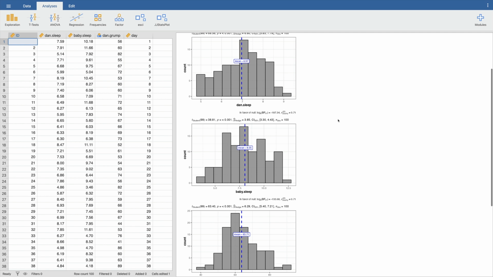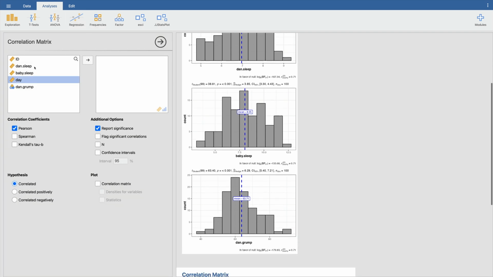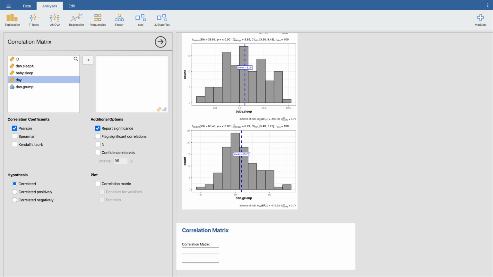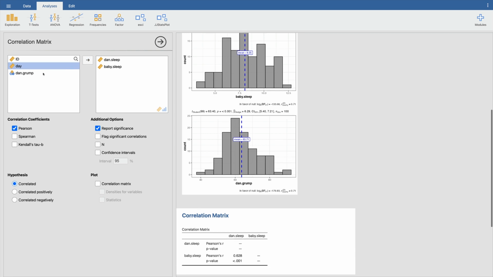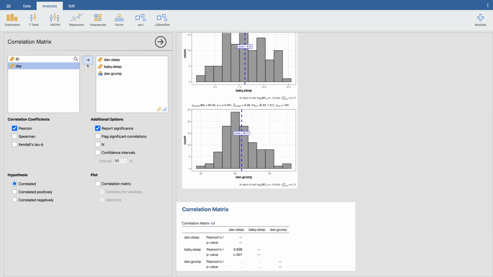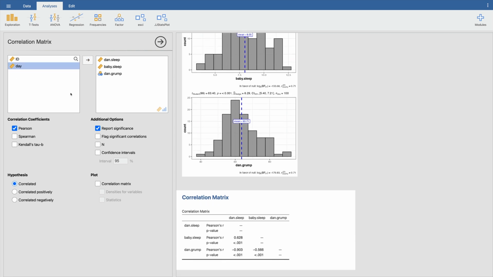To look at correlations in Jamovi, you go up here to regression and click on this, and you get this choice of correlation matrix. So you pick correlation matrix, and then immediately we can pick which variables we want to look at in terms of correlation. I can pick the number of hours that Dan has slept each day, the number of hours that the baby slept that day, and how grumpy Dan is. And what you see down here in my correlation matrix is what the correlations actually are.